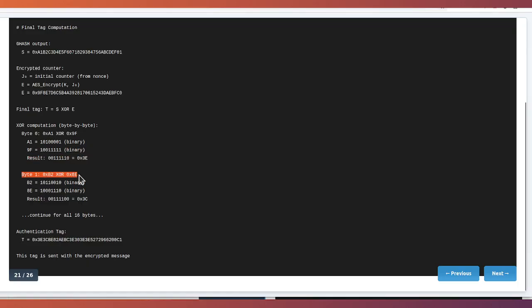Second byte, 0xB2 XOR 0x8E gives 0x3C. We continue for all 16 bytes. The final result is T equals beginning with 3E ending with C1. This T is our authentication tag. It's sent along with the encrypted message to the recipient. The XOR with E binds the authentication to the specific nonce being used, preventing certain replay and forgery attacks.